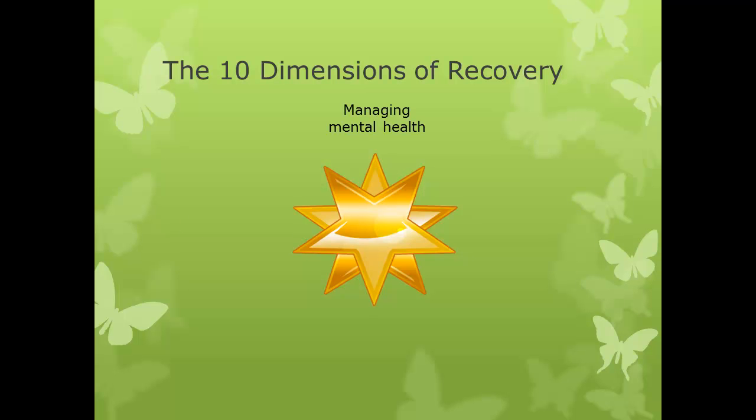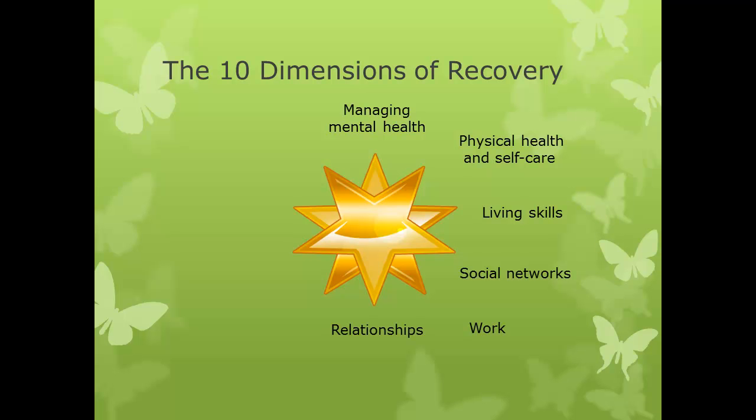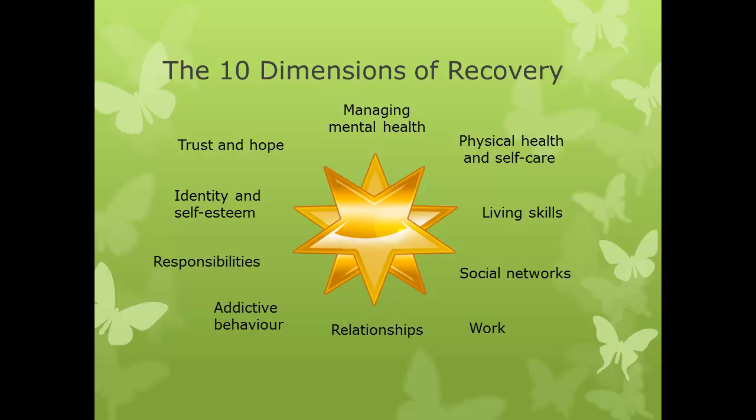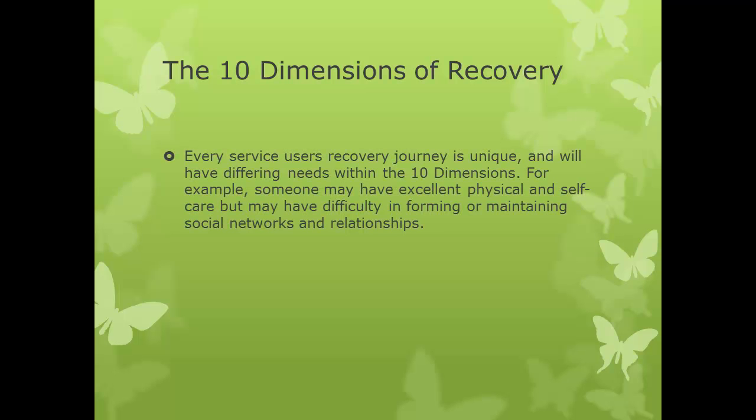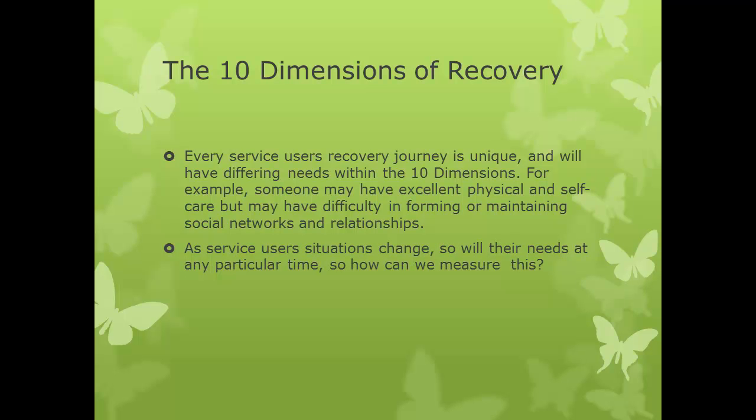So this is having a look at the 10 dimensions. You've got managing mental health, physical health and self-care, living skills, social networks, work, relationships, addictive behaviour, responsibilities, identity and self-esteem, and trust and hope. Every service user's, every patient's recovery journey is unique, and it will have differing needs within the 10 dimensions. For example, someone may have excellent physical and self-care skills, but may have difficulty in forming or maintaining social networks and relationships, for instance. So as service users' situations change, their needs obviously change at any particular time.